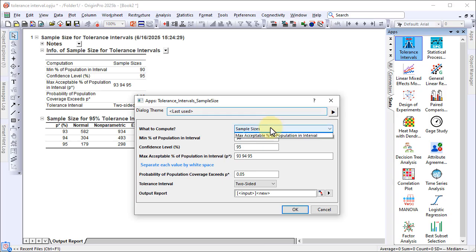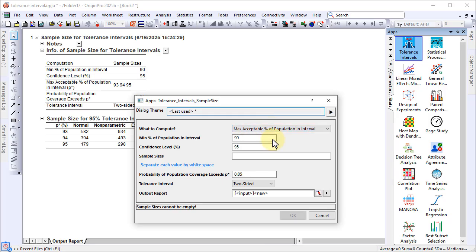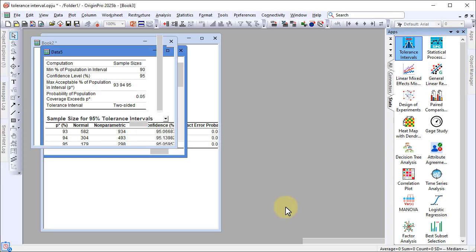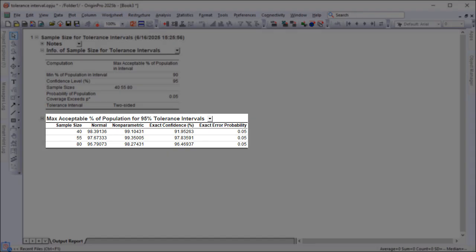Select Max Acceptable Percent of Population in Interval under What to Compute. 90% for min percent of population in interval. 95% for confidence level. 40, 55, and 80 for sample sizes. Probability of population coverage exceeds these values, 0.05. And finally, two-sided under tolerance interval. Click OK. The second table displays the results.